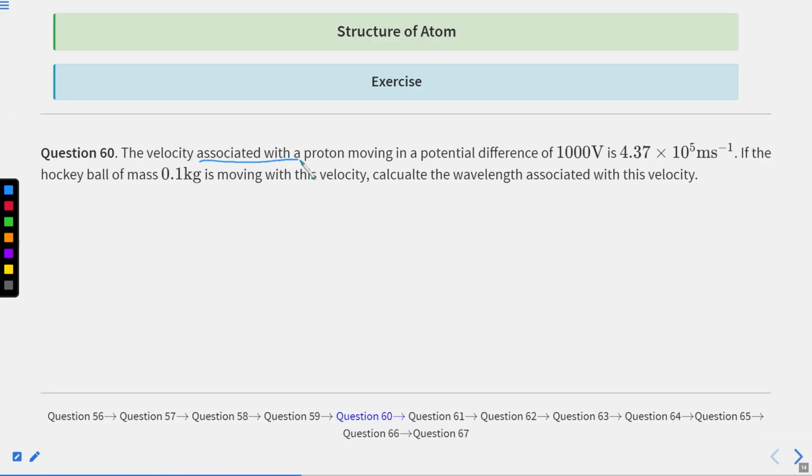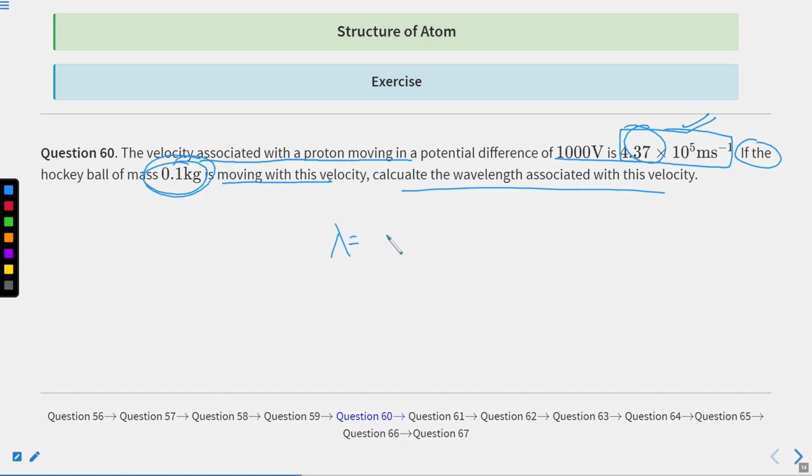The velocity associated with a proton in a potential difference is this much. So this is the velocity given. Now if a hockey ball of mass 0.1 kg is moving with this velocity, then calculate the wavelength. In this case, we have to calculate it for a given hockey ball. The velocity is given, the mass of the hockey ball is given. You have to calculate the wavelength.